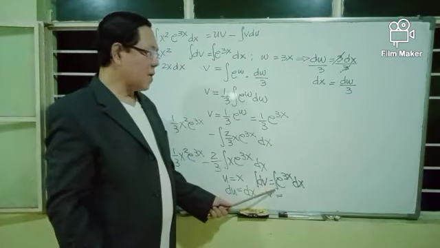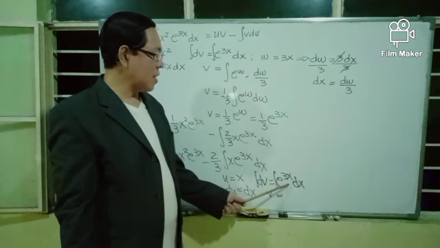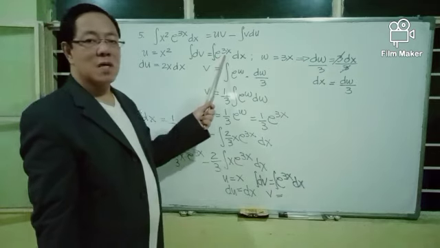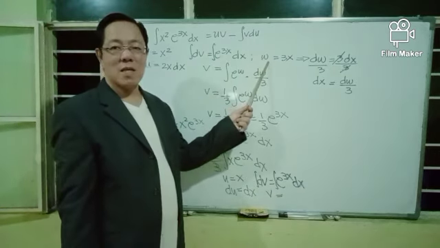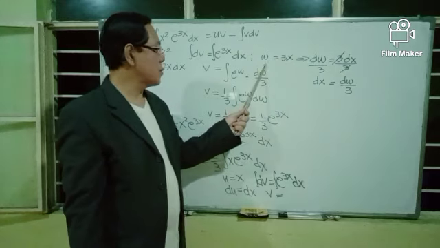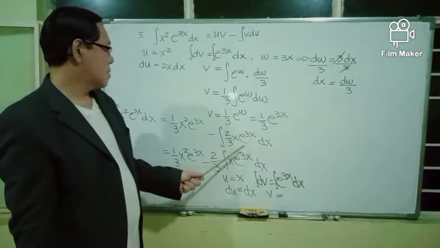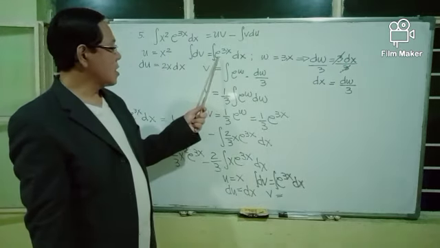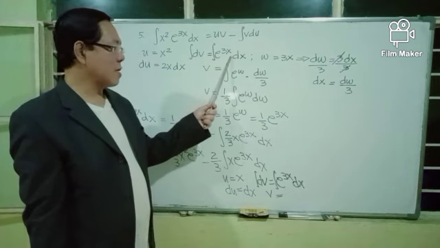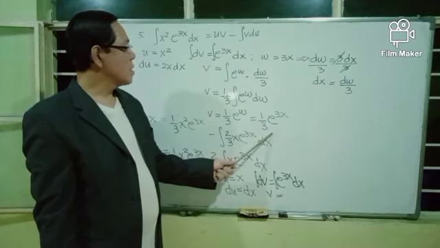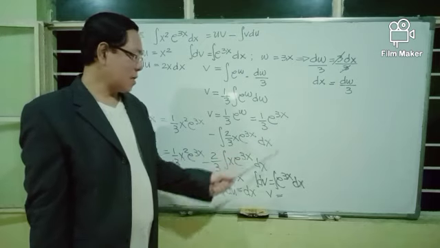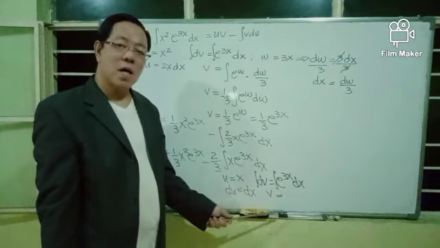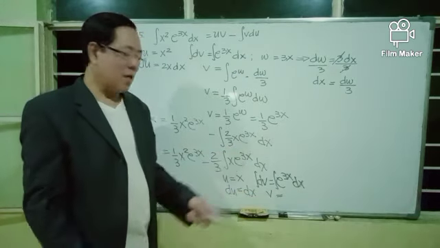But we have already obtained the integral of e to the 3x dx. The integral of e to the 3x with respect to x we obtained by letting 3x be equal to w, and we get 1/3 e to the 3x. The integral of e to the 3x dx is equal to 1/3 e to the 3x. So we write here that the integral of e to the 3x dx is 1/3 e to the 3x.